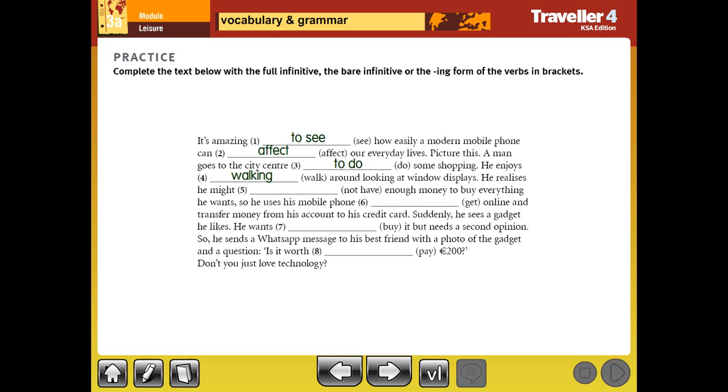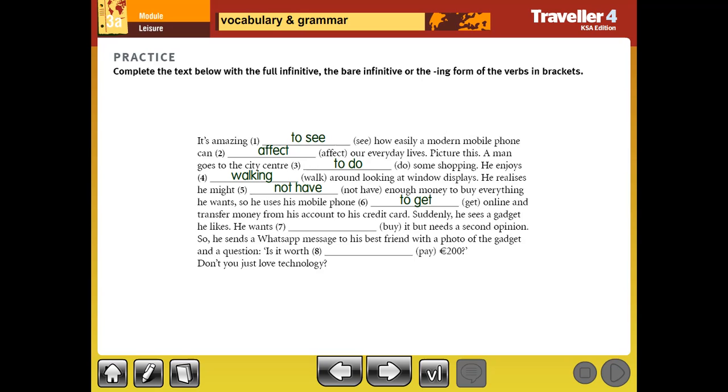لو رحنا إلى number 5. زي ما أنت شايف he might. May might. Can could will would. هذه بعدها infinitive. ما في تغيير. الفعل في المصدر. Might not have. Go to number 6. The sentence. He uses his mobile phone. Why? في غرض. To get online. بالضبط زي جملة I go to school. Why? To learn. Purpose.